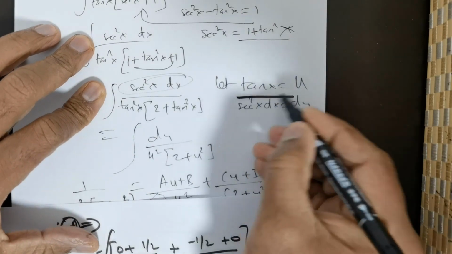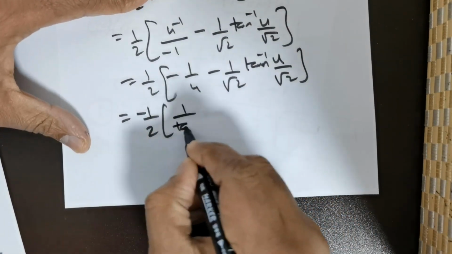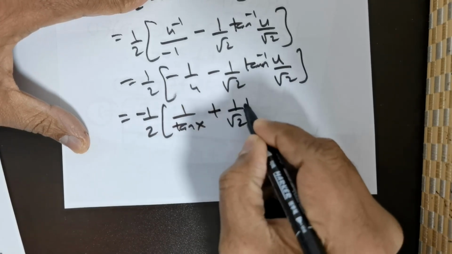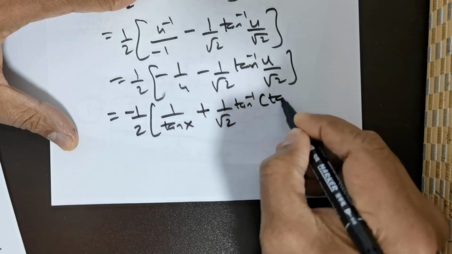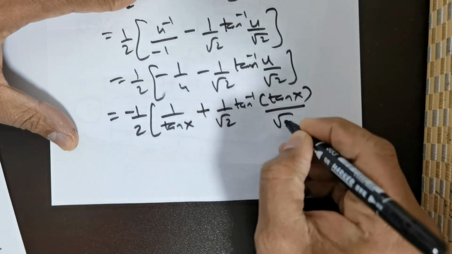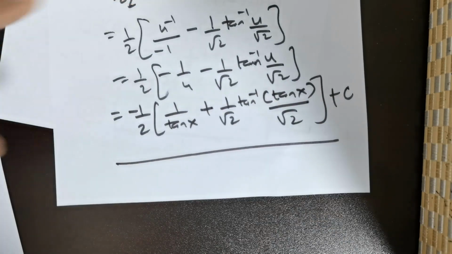What is my value for u? Let me show you the value of u. U is nothing but tan x, so substitute that. So I get 1 over tan x plus 1 over root of 2 tan inverse of tan x divided by root of 2 plus arbitrary constant. So that is the solution for this question.